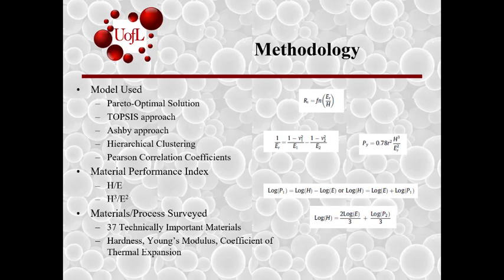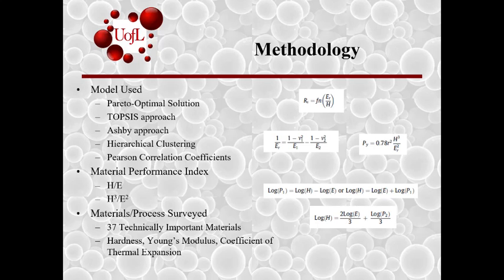They also use something called hierarchical clustering. That basically just means that it groups like materials with like attributes together, so you can find substitutes for one material for the other that would be close. And then a Pearson correlation coefficient, which determines how well the attributes correlate with one another, and that can be used for multiple different things.